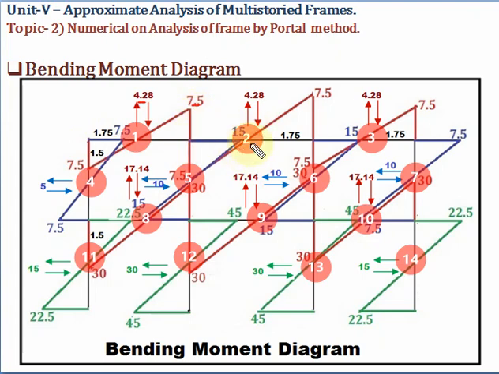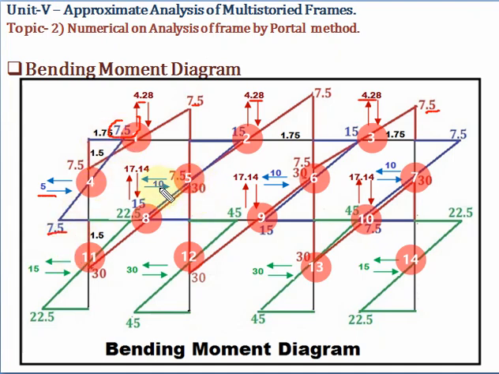Next, at node 2, this is a horizontal member, consider vertical force. So V2, what is the value of V2? 4.28. So 4.28 into 1.75 again gives 7.5. Join this by a straight line. At node 3, the value of V3 is 4.28. As this is a horizontal member, 4.28 into 1.75 gives 7.5. Now at node 4, here we have to consider horizontal force. The horizontal force at node 4 is H4, that is 5. So 5 into 1.5, this value is 7.5. Join this by a straight line.